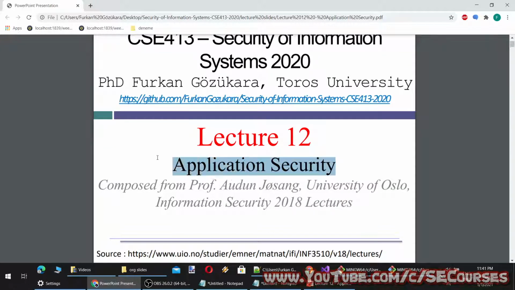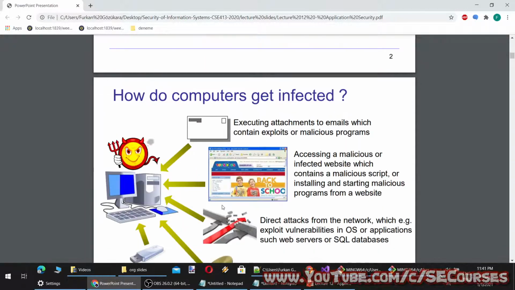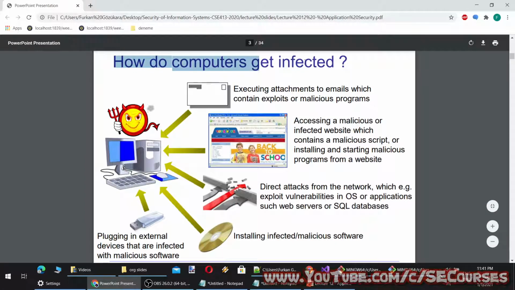Today's topic is application security. The outline is as follows: application security, malicious software, attacks on applications, secure system development, and then security by design, industrial approach. Okay, how do computers get infected? Let's see the various ways there are.